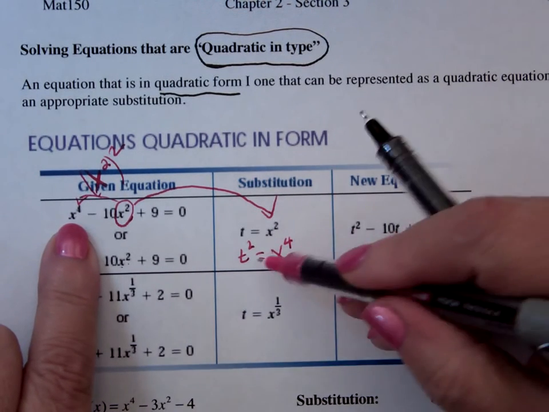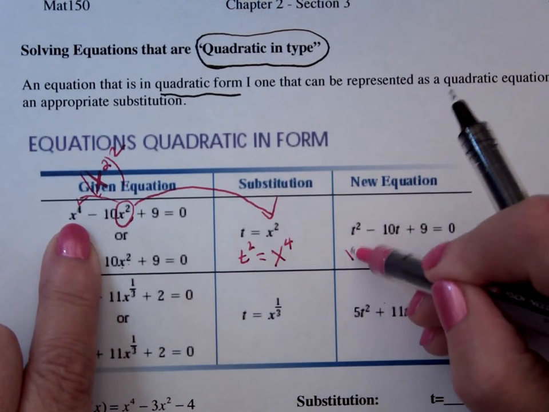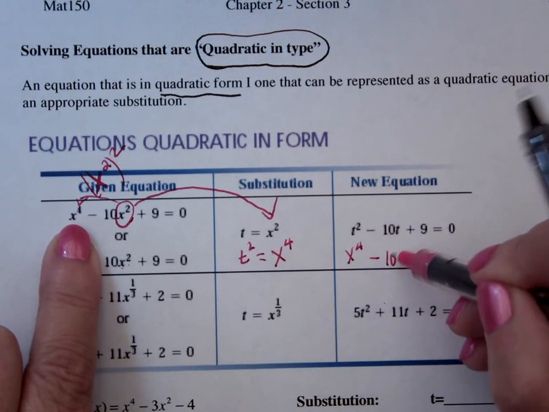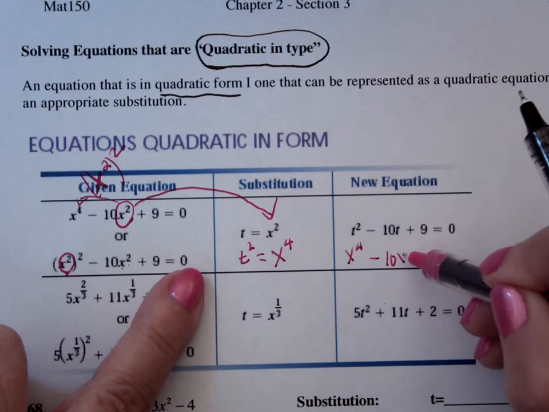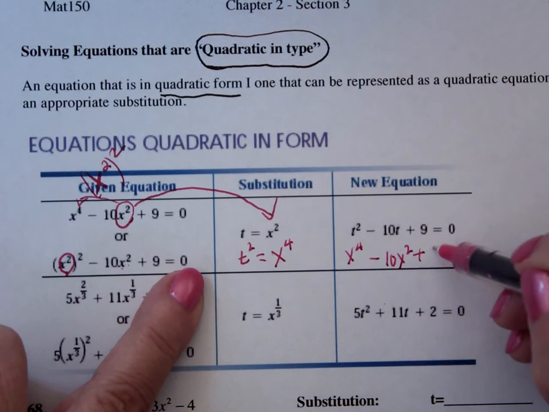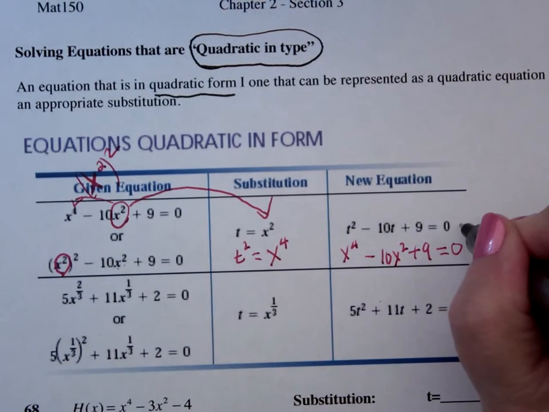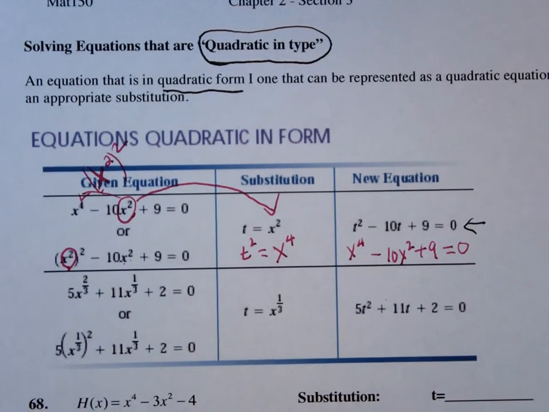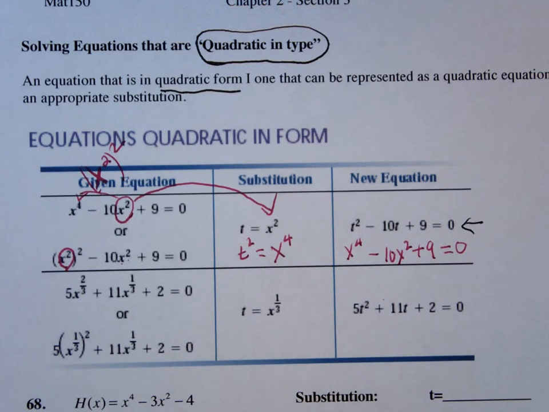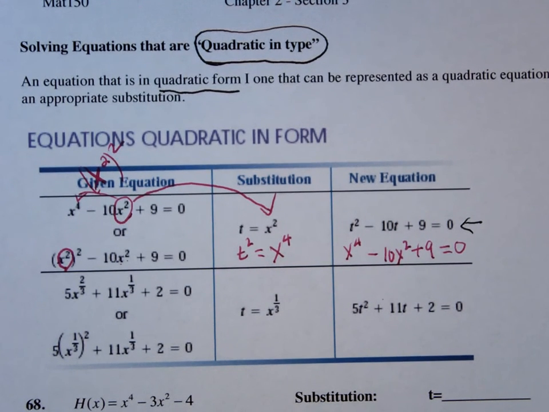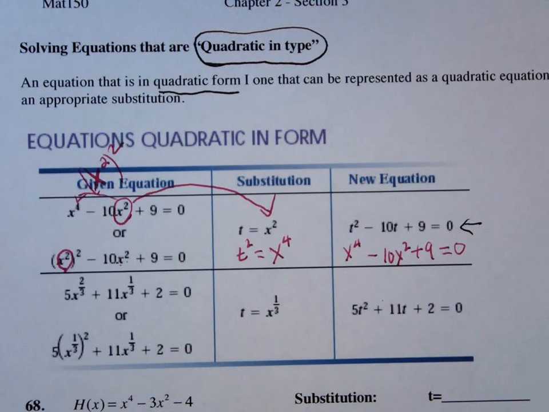Substituting in x to the fourth is t squared minus 10 t, where t is x squared, plus 9 equals 0. That's an equation in quadratic form. And in this particular instance, you can factor them and solve. Very powerful. It's like when we were factoring the blobs. We were able to factor things that looked very, very ugly because we made a substitution.